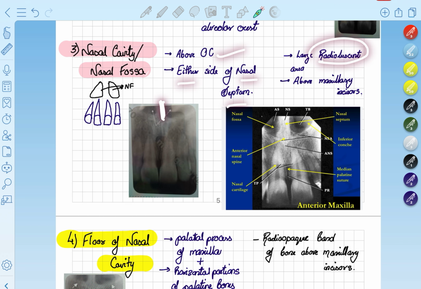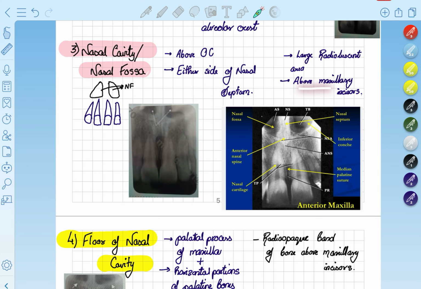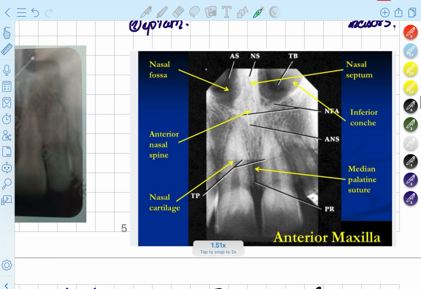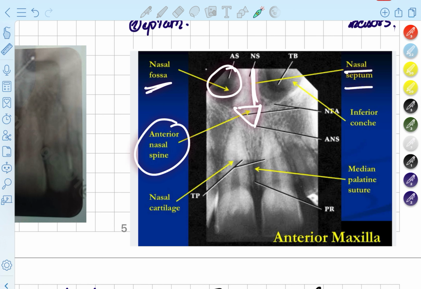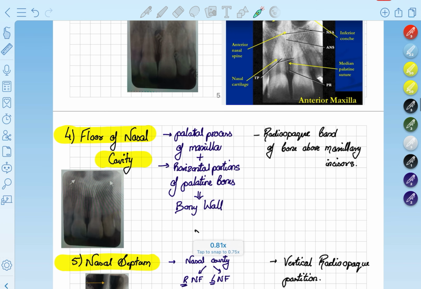It is a large radiolucent area located above the maxillary sinus, above the central incisor and lateral incisor. As we can see in this diagram, this black structure is the nasal fossa, this white radiopaque structure is the nasal septum, then the anterior nasal spine, and this is the intermaxillary suture. The inferior concavity we will see later. The median palatal suture is nothing but the intermaxillary or median palatine suture.